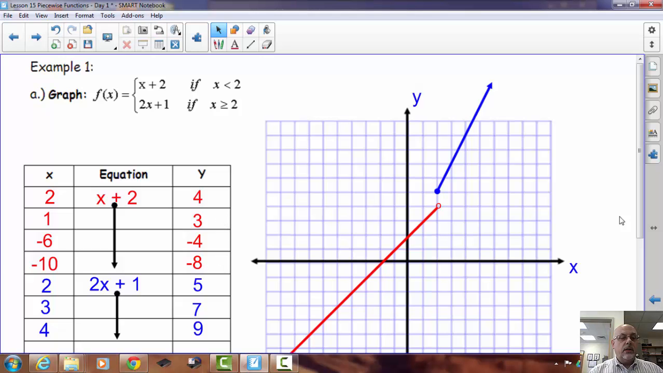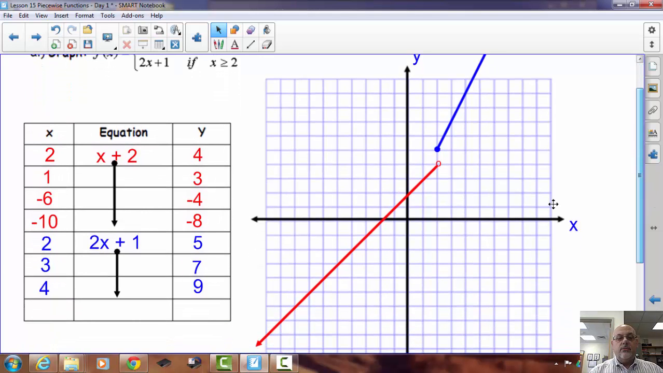So I've color-coded that in red, and I've drawn the line of that graph in red. And if you see, I have an open circle here at 2, 4, because that is indicated by the function we were given, x is less than 2.